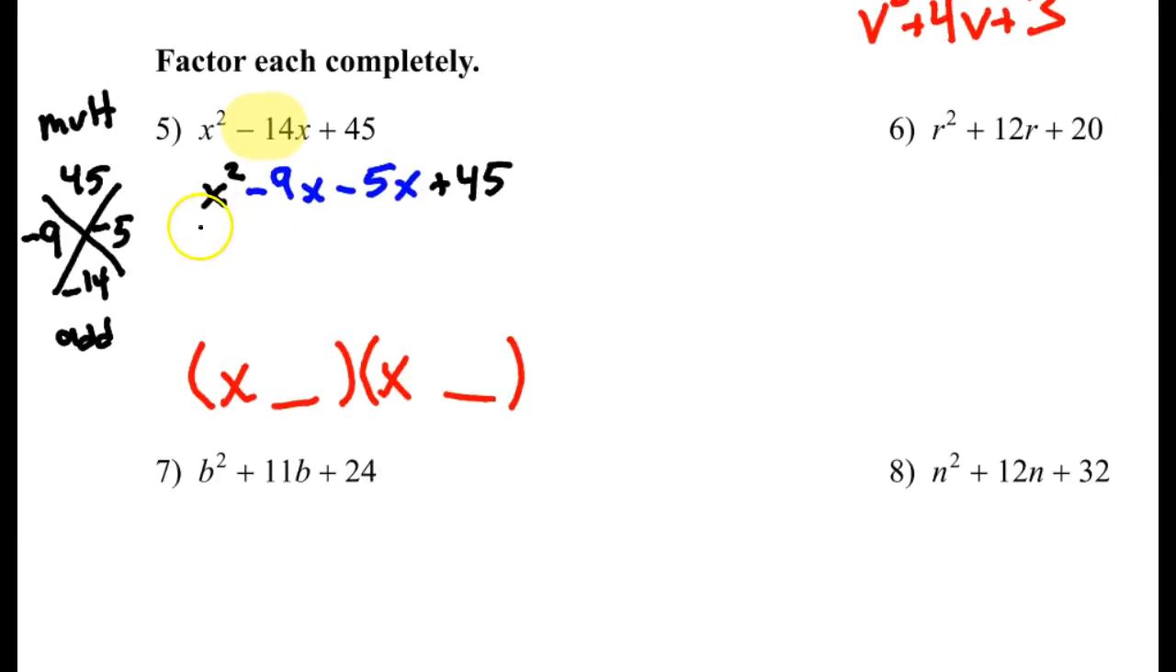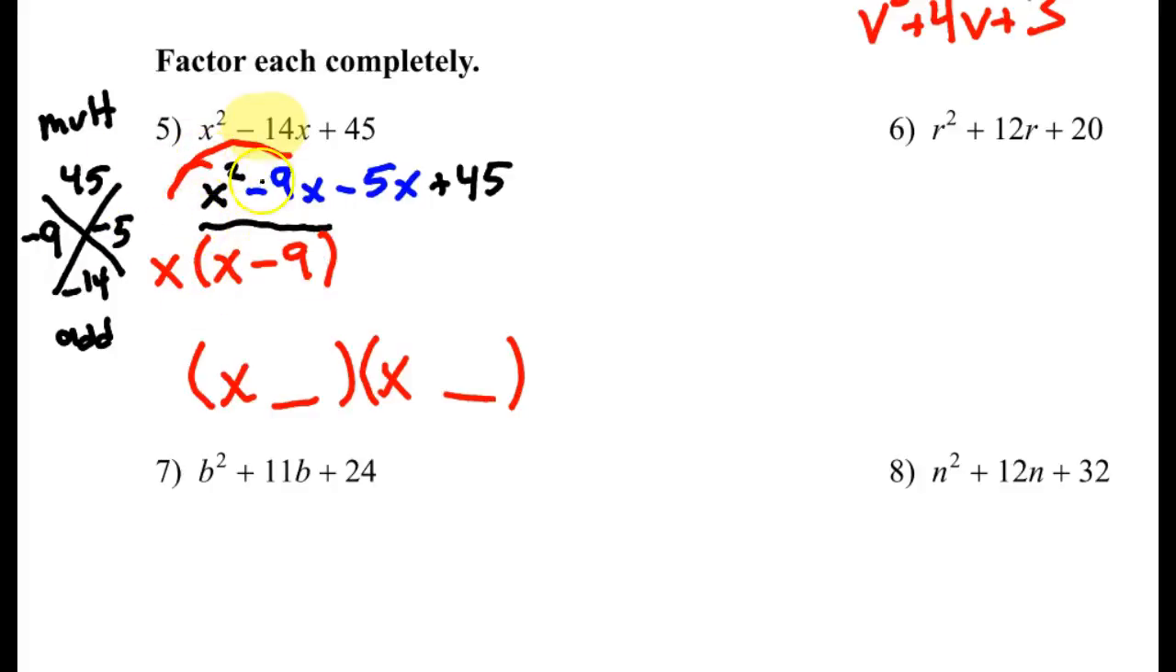So looking at the first two here, what can I take out of both of these? What do they both have in common? What can I remove, the same thing from both of those? They both have an x. Right? They both have an x. And if I was to remove an x from each one of these, what would be left over inside the parentheses? Well, there'd be an x, because x times x is x squared. If I took x away from here, I would have a negative 9. So you see how it's the reverse of multiplying. That's what factoring is.